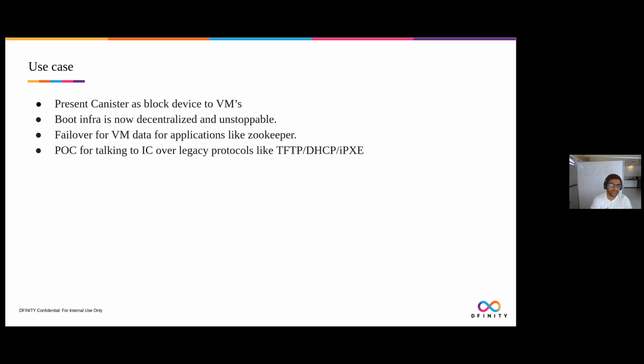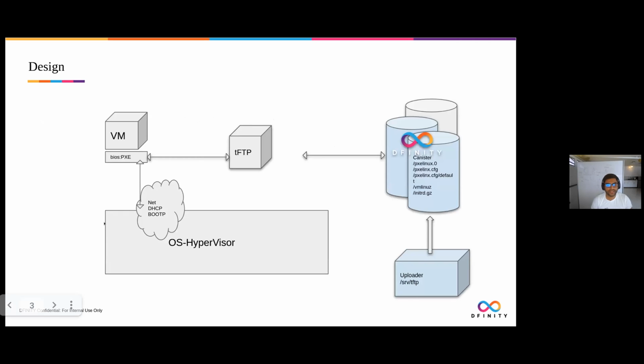Yeah, and this is also a proof of concept for us for talking to the IC over legacy protocols like TFTP and DHCP. So it's very similar to one of the GitHub presentations we had, which is exposing IC over the Git protocol. Okay, so those are the use cases. Quickly go to the design.